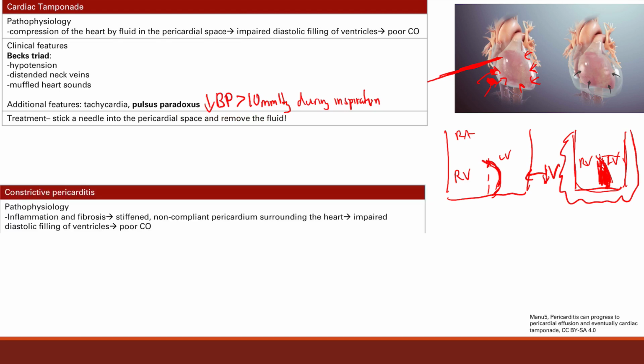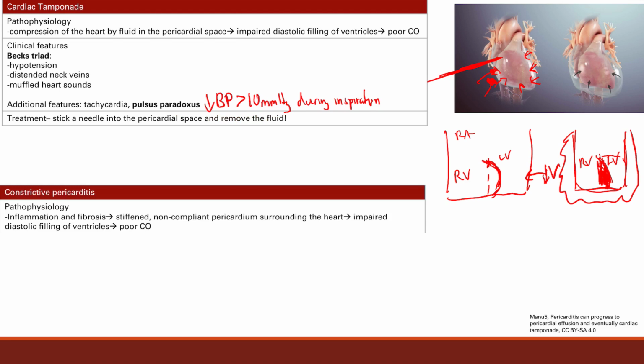Alright, so now we go into constrictive pericarditis. So this is inflammation and fibrosis causing a stiffened and non-compliant pericardium surrounding the heart. You can kind of tell that from the name. It's inflammation, so pericarditis of the pericardium, and it's going to lead to constriction of the heart because of that fibrosis. So it's like encasing the heart. And again, you're going to get impaired diastolic filling because you have this super tight, stiff wrapper around the heart, so it's not going to fill up anymore. And then again, you're going to get poor cardiac output.